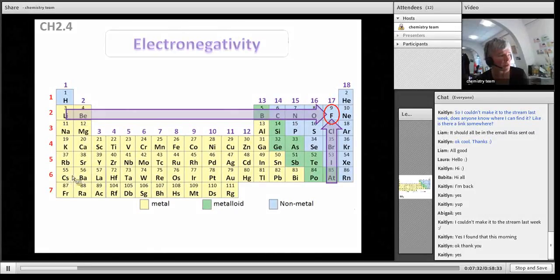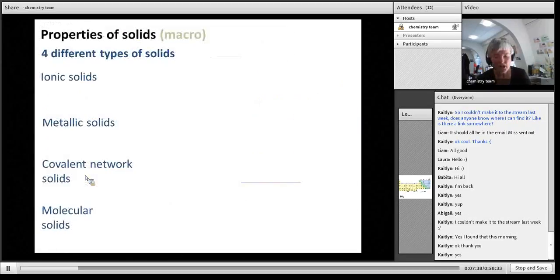Okay, I'll be referring back to this later on when I explain some properties, but let's first look at the 4 different solids you have to discuss in this exam standard, and those are ionic solids, metallic, covalent network solids, and molecular solids. So we're looking first of all at those macro properties.